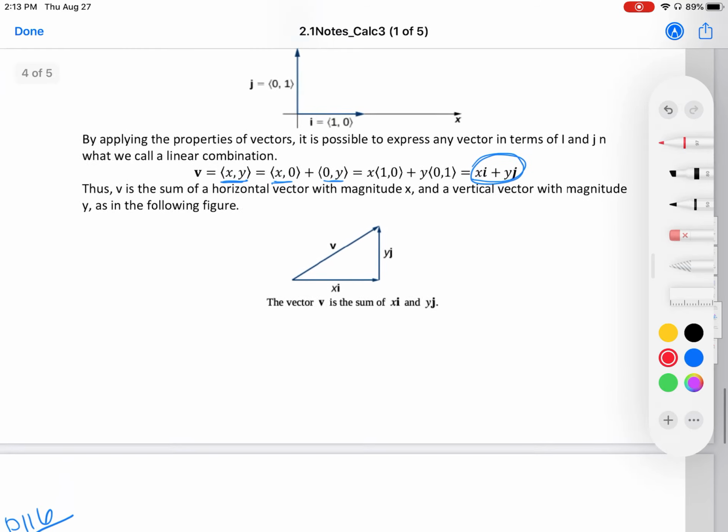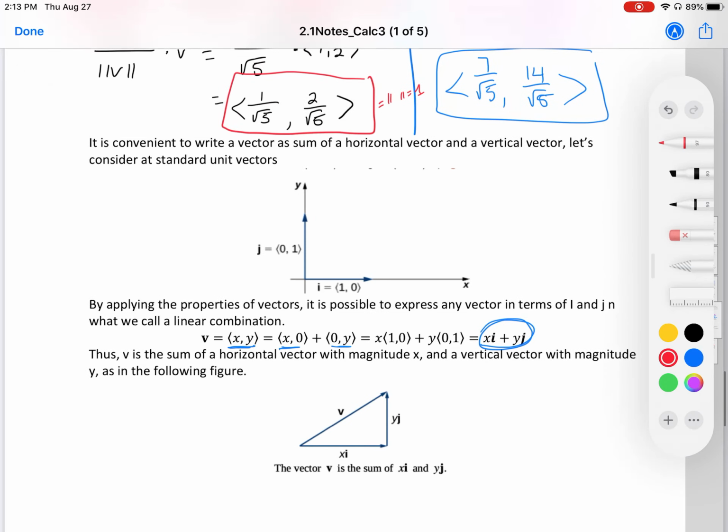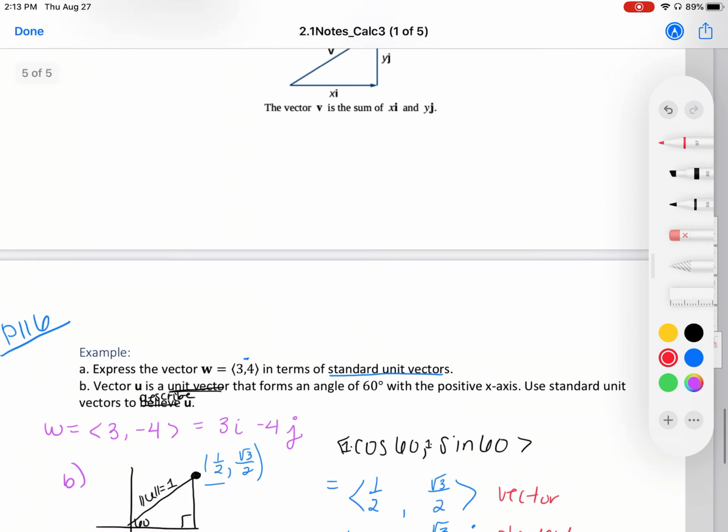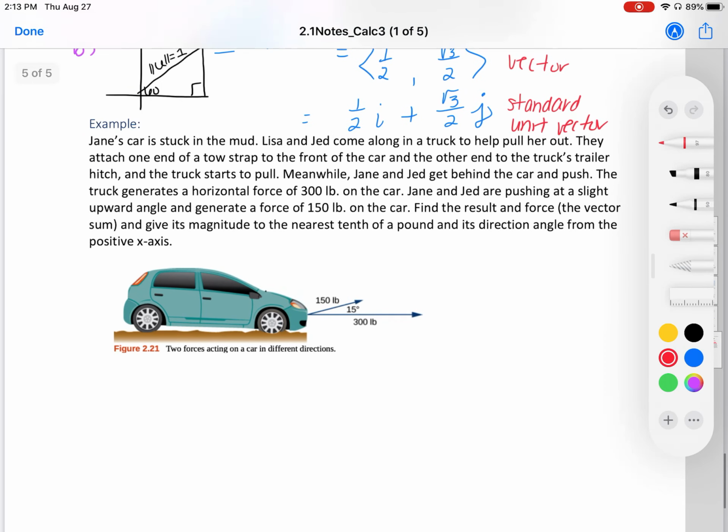Just as we described above. All right, let's do a word problem so we can apply what we've learned. Jane's car is stuck in the mud. Lisa and Jed come along in a truck to help pull her out.